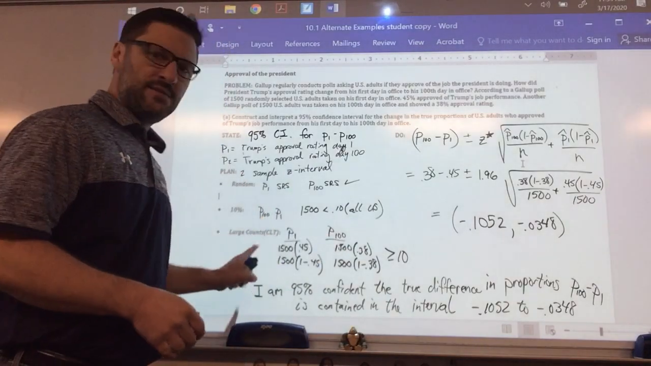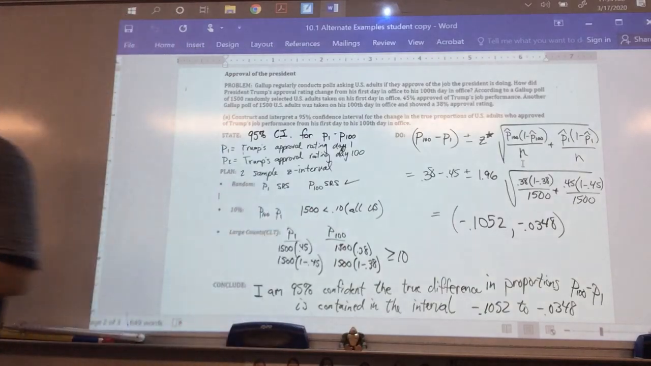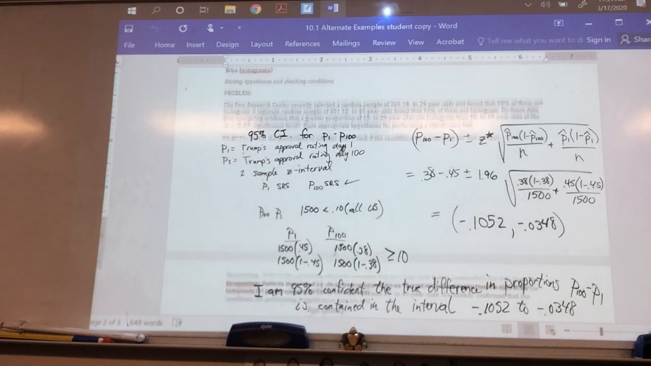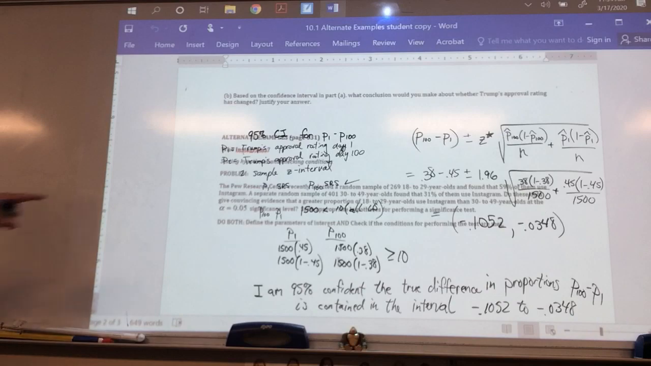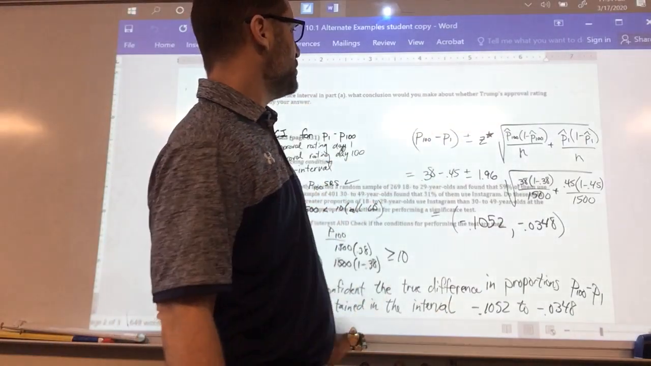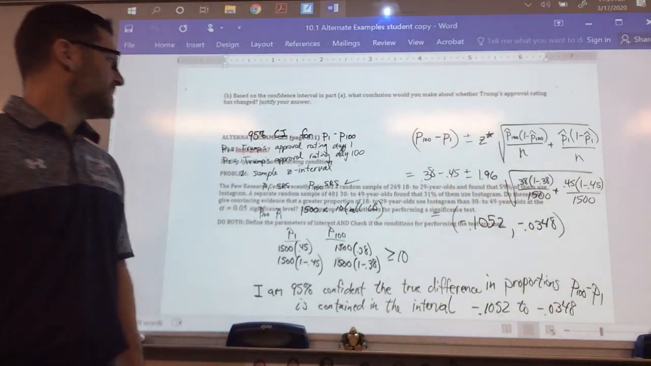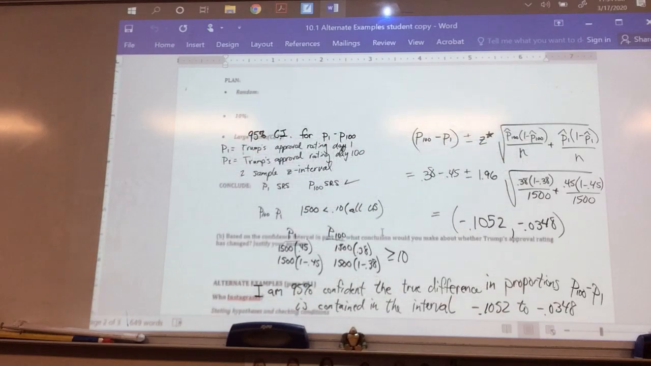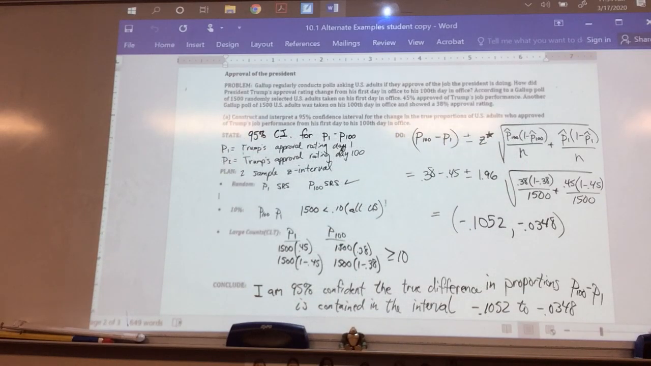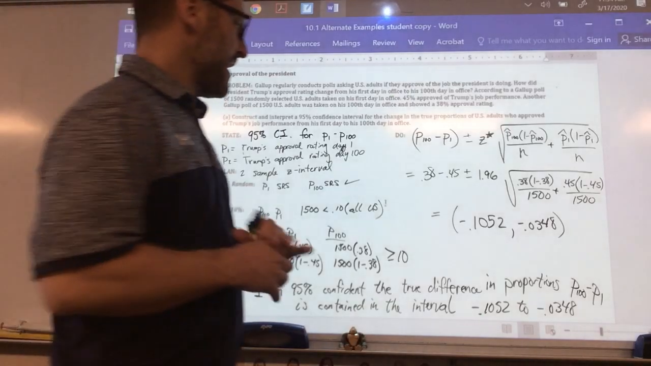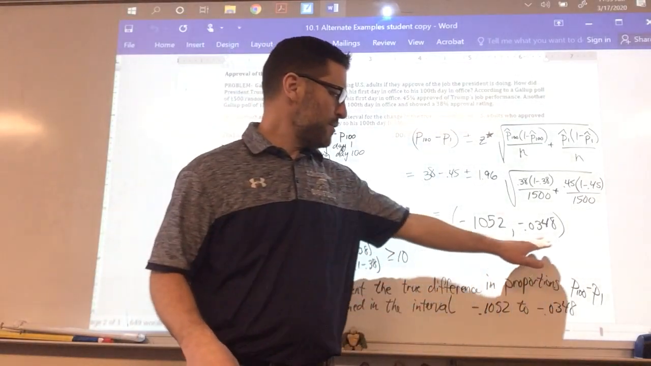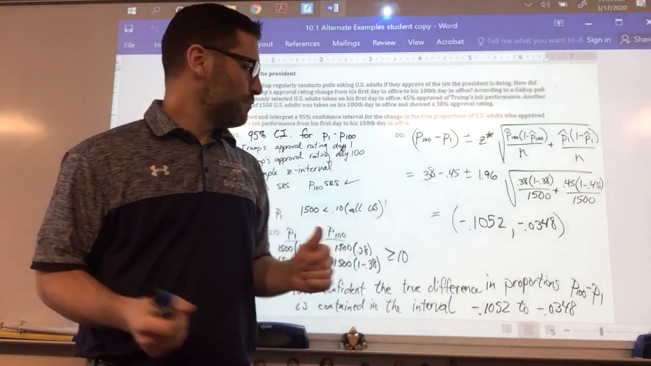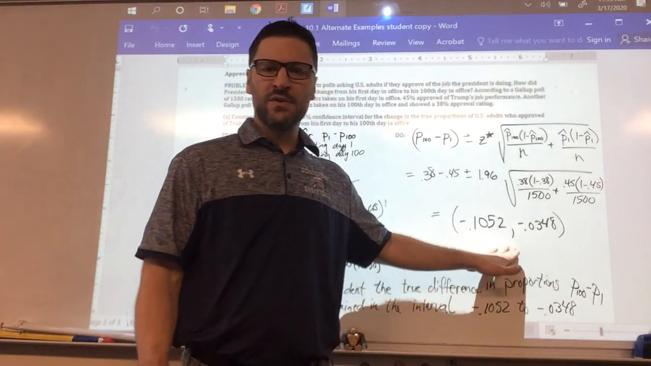The last thing here is another question. It says, based on the confidence interval in Part A, what conclusion would you make about whether Trump's approval rating has changed, and justify your answer? I'm just going to talk about this, and you can fill it in on your own sheet. We're 95% confident that the difference in approval rating occurs in that interval.